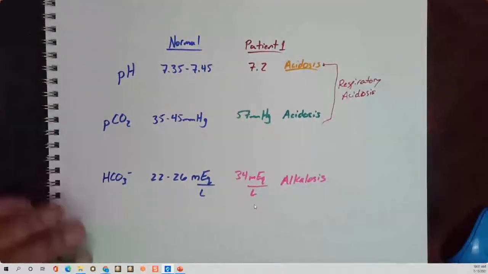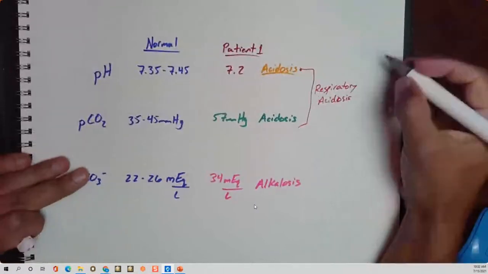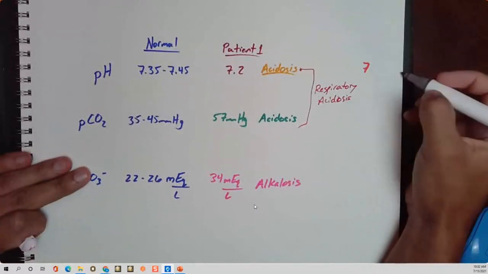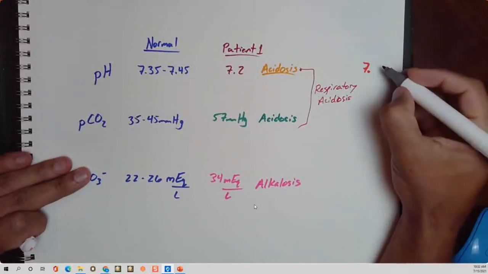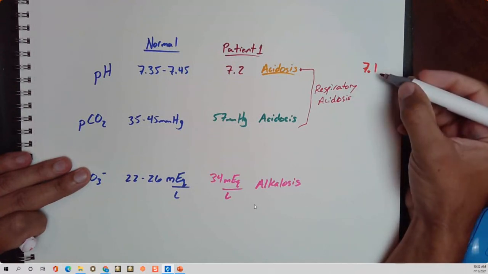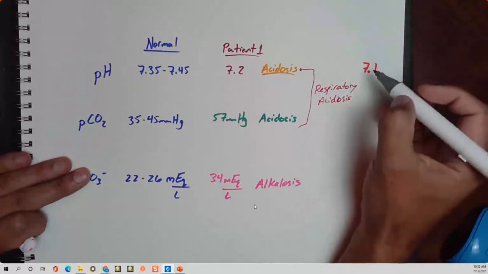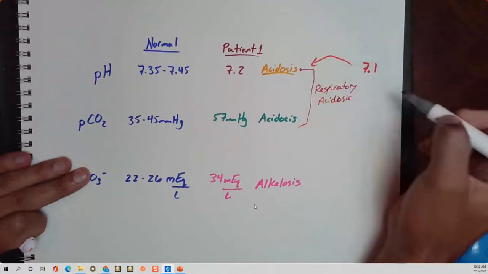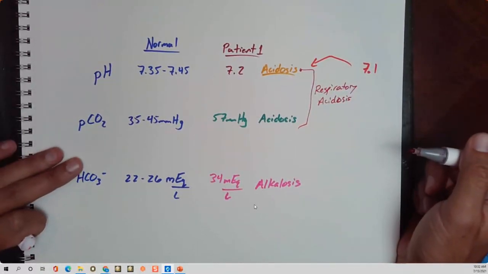Love you guys. Great job. What about if I had a pH of 7 point, I don't know, let's make this patient really sick, 7.1. What do you know this patient has? No matter what, no ifs, ands, or buts, don't mess around with it. You know this patient has acidosis.